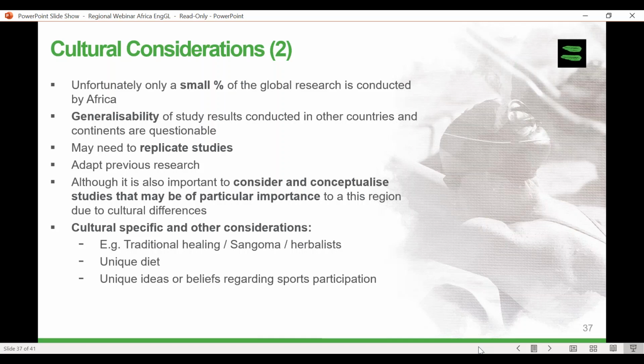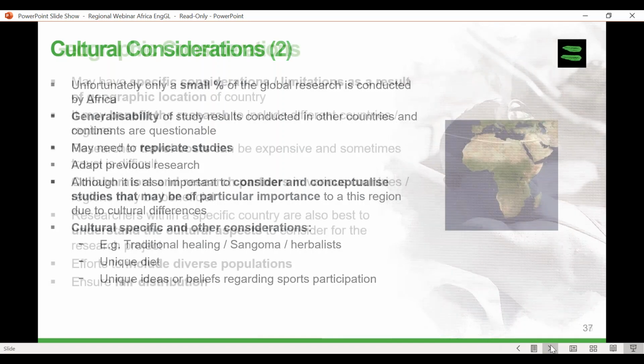I've listed some examples that can get you thinking of possible cultural aspects to consider, but these are really just a few. We may have unique ideas or beliefs regarding sports participation and competition, our use of traditional healers and herbalists, and maybe our unique diet may be something to consider when it comes to conducting research. Next slide, please.